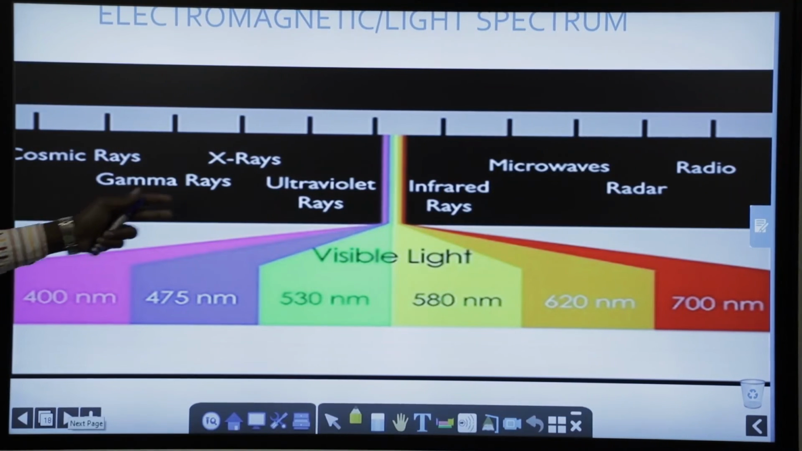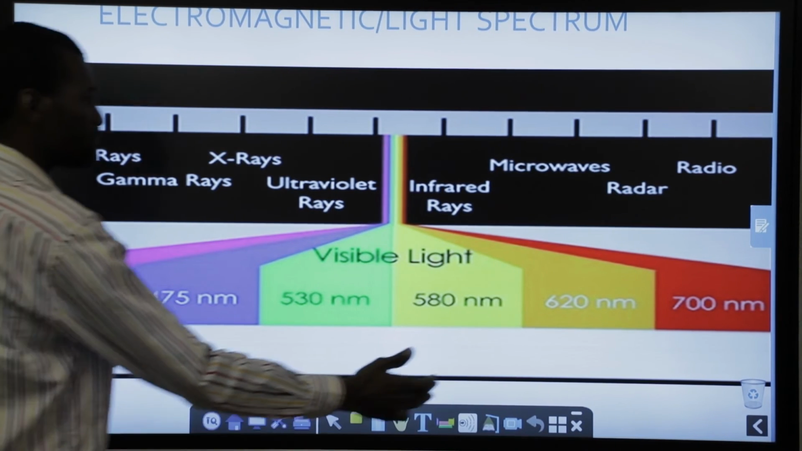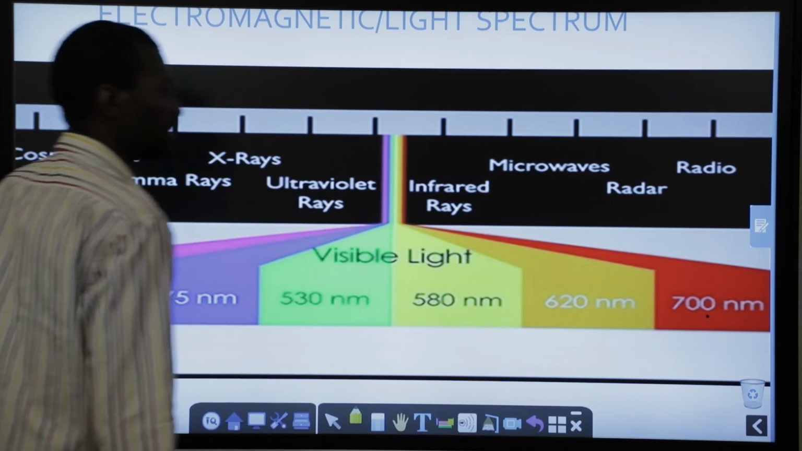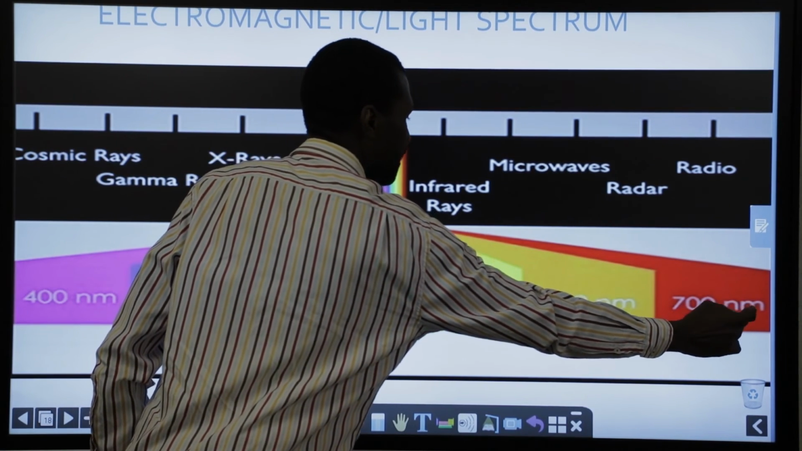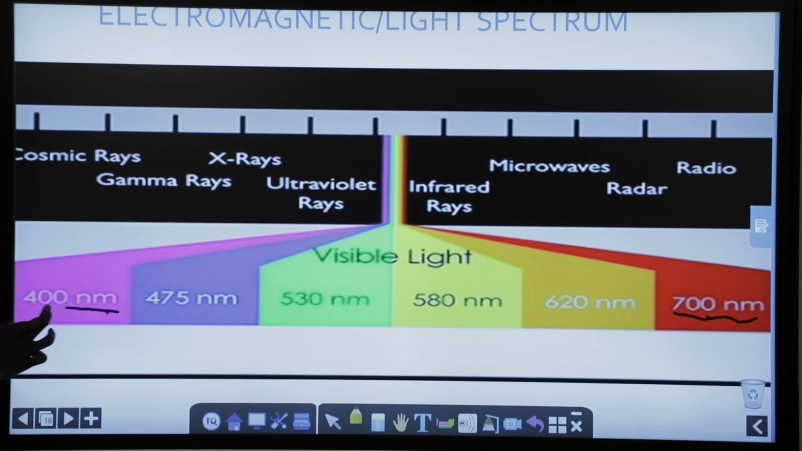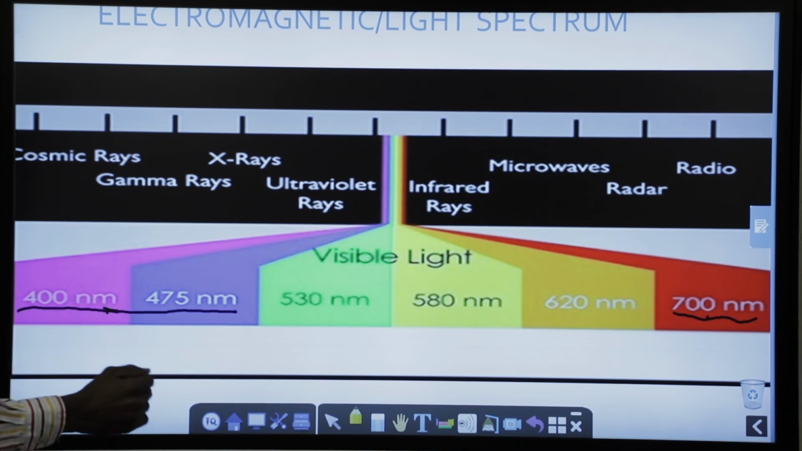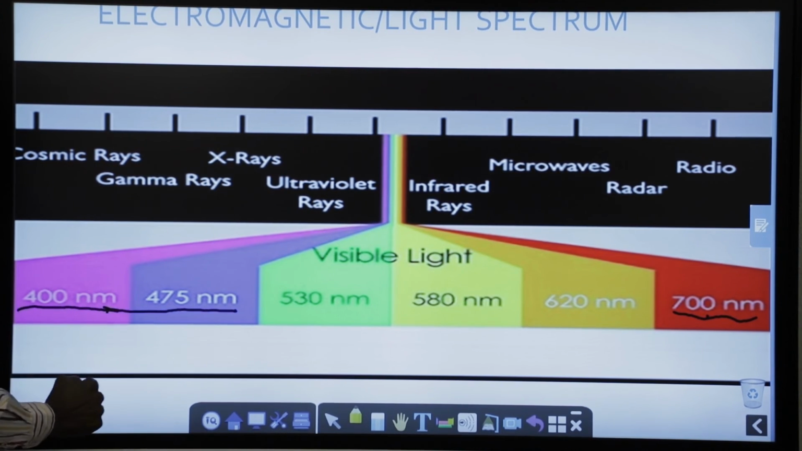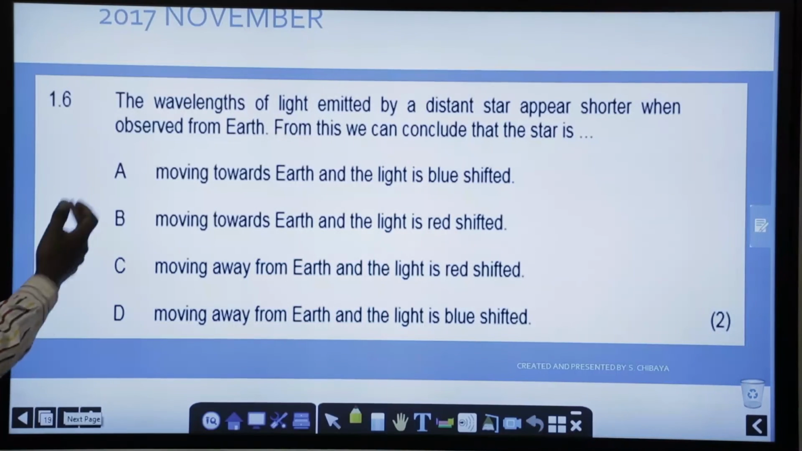Now that's an idea of the electromagnetic light spectrum. That shows you the spectrum where you've got red at one end with a higher wavelength, and here you've got the blue with a lower wavelength. So when it's in the red, it shows us a higher wavelength, lower frequency. In the blue, smaller wavelength, higher frequency. Okay, let's move on to another question.